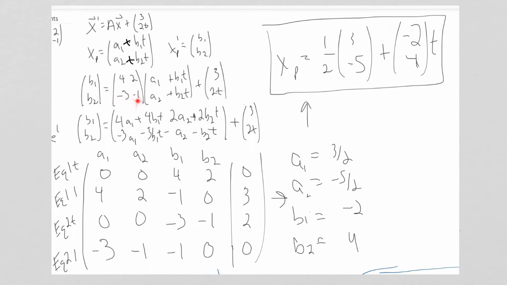Then I take the bottom row and multiply it the same way. So I do negative 3 times the top and negative 1 times the bottom. That gives me negative 3a1 minus 3b1t minus a2, that's negative 1, minus b2t. This guy stays the same, this guy stays the same.